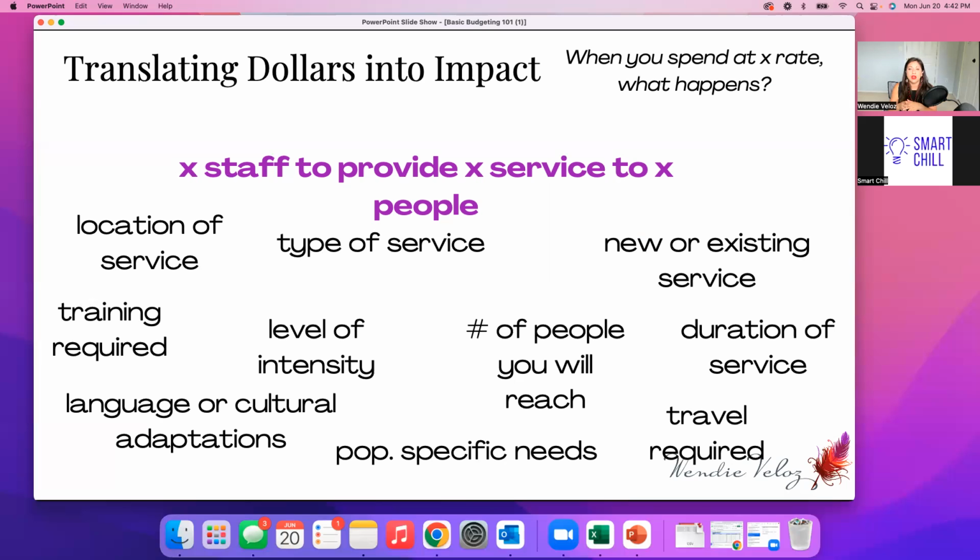Is there travel required, or will you need to go to the people? Say the people you're trying to serve are in a rural area in your county, and that part of the county is going to require you to travel 100 miles a day for each staff person. How are you adding that into your budget?